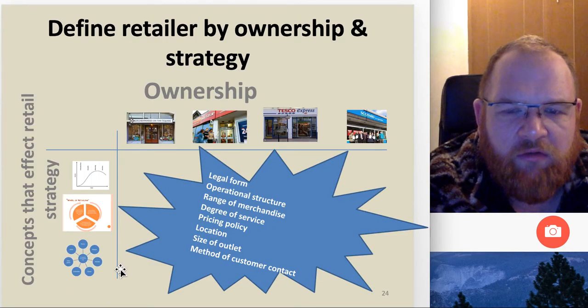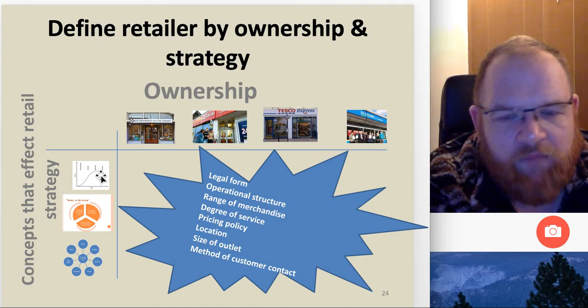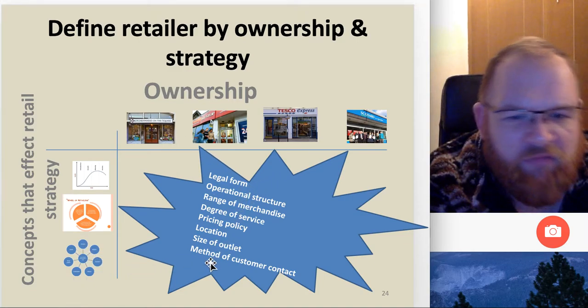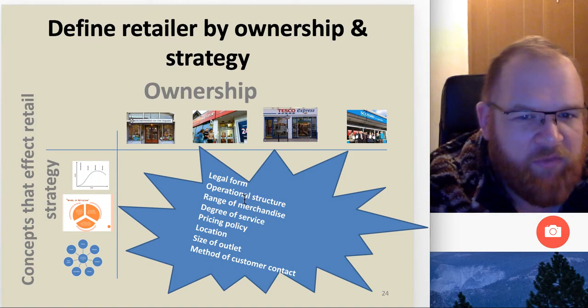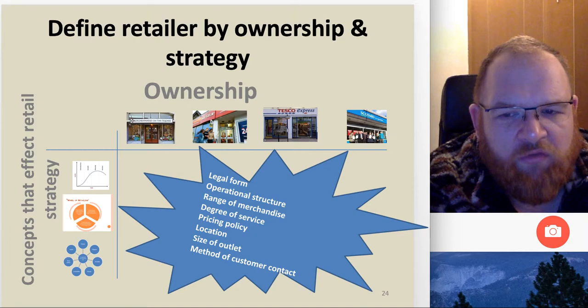So we can look at defining retailers by ownership and strategy. So you have the retail life cycle here, the wheel of retailing here, and scrambled merchandising here, the legal form, operation, size of outlet, all the things we looked at at the beginning. So you can also map these onto each other.